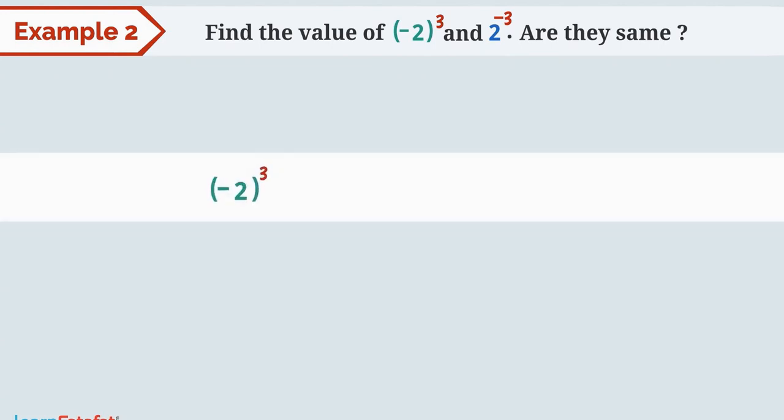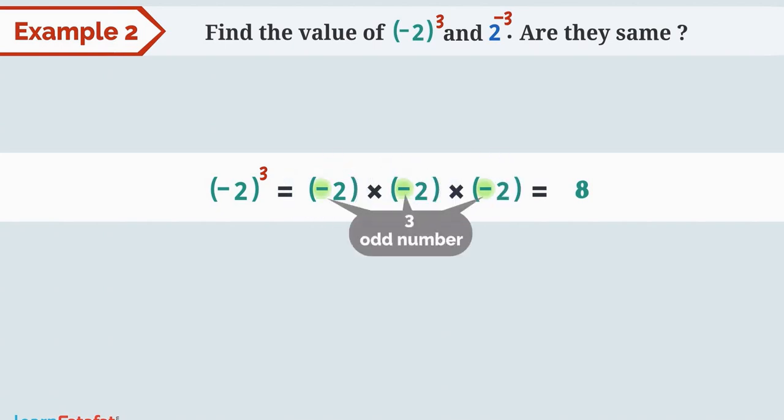Minus 2 raised to the power 3 is equal to minus 2 into minus 2 into minus 2. Here the product without sign is 8, and since the negative sign is repeated 3 times, that is an odd number of times, we write a negative sign before the product. Hence the result is minus 8.